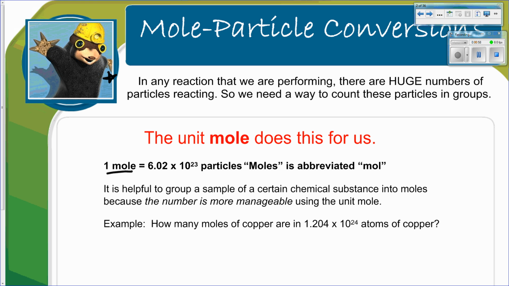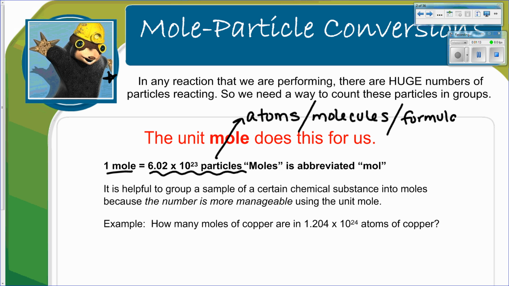And 1 mole is the equivalent of 6.02 times 10 to the 23rd particles. And we can also read particles as atoms, or molecules, or formula units. So 1 mole of something can be 6.02 times 10 to the 23rd molecules. 1 mole can be 6.02 times 10 to the 23rd atoms, or formula units. We abbreviate moles as MOL. Please don't ever abbreviate it as M, because that means meters, or ML, because that means milliliters. So it's MOL.